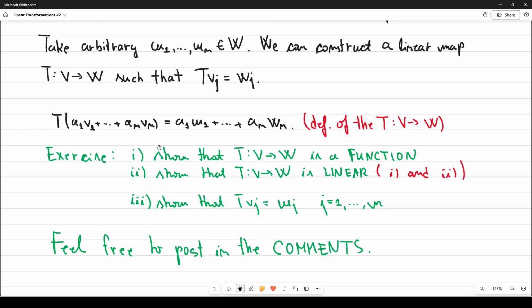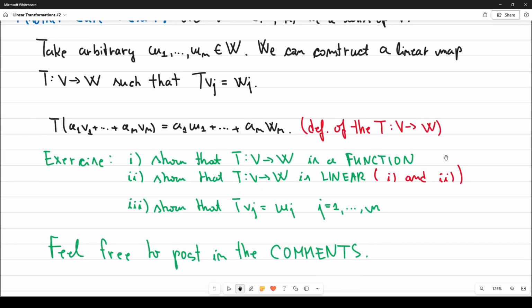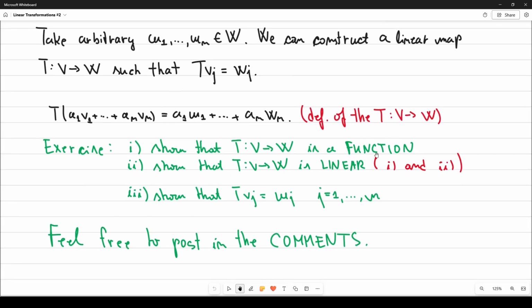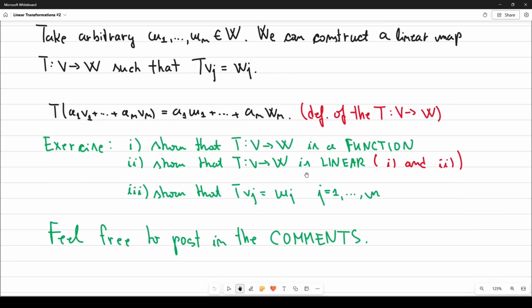Well, your task is to show that, first of all, this is a function. So again, read up on the definition of a function. You have to show that if you have a thingy in your domain, it only gets mapped to one thingy, only one thingy. After you've shown that it's a function, you have to show that T is linear. So you have to show the properties from the definition, 1 and 2.